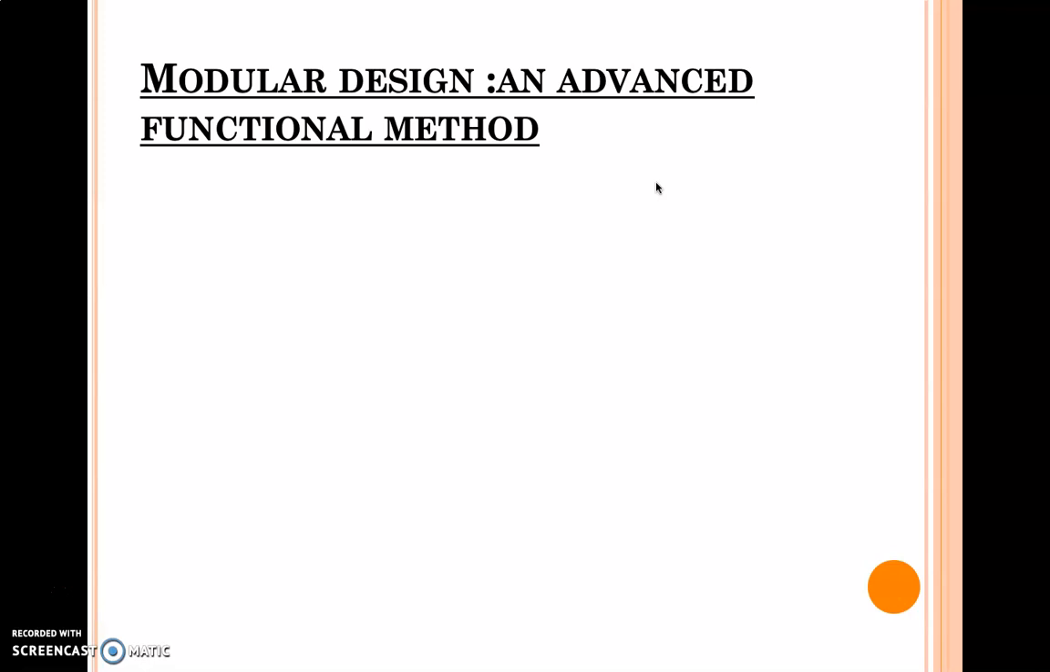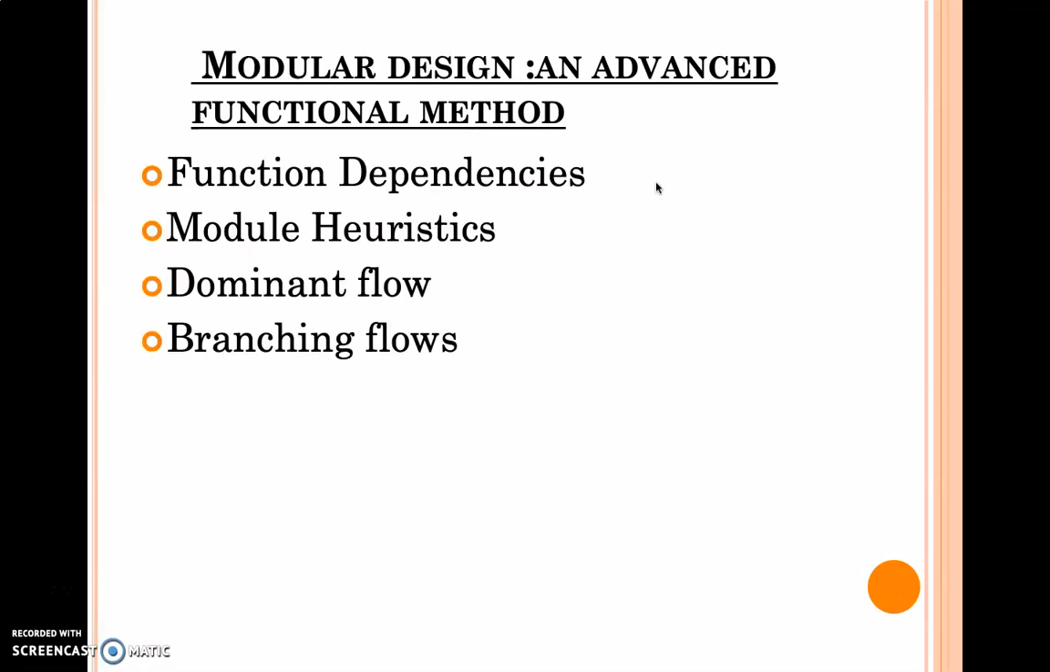Now modular design and advanced functional method, which is the second or final method of modular design. In this there are a few different methods, or subheadings, sub parts of this functional method: function dependency, module heuristics, dominant flow and branching flow.